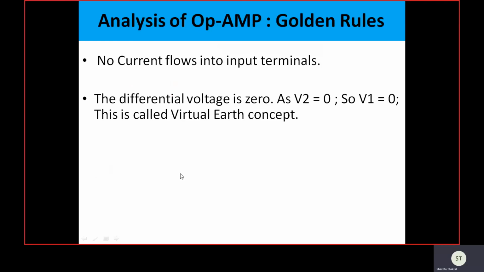And we have two golden rules. They are used in the analysis of the operational amplifier. The first rule says that no current flows into the input terminals of the operational amplifier. That means the input bias current of the operational amplifier is supposed to be 0. And secondly, the differential voltage is 0. So as V2 is equal to 0, V1 is also equal to 0. And this is called the virtual earth or the virtual ground concept.